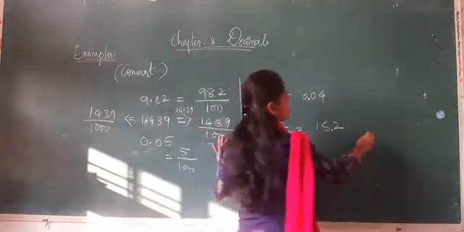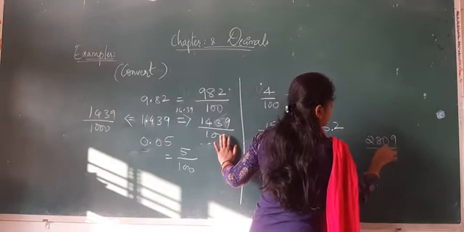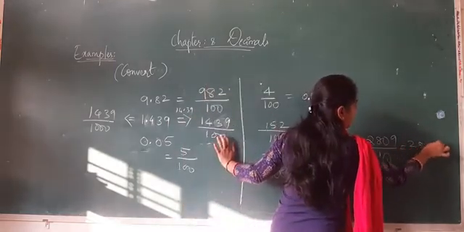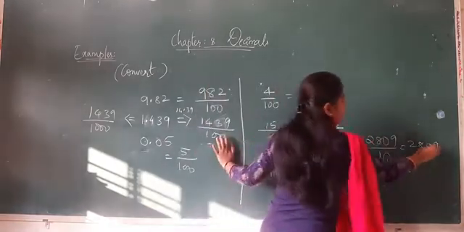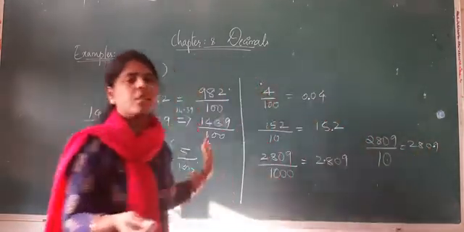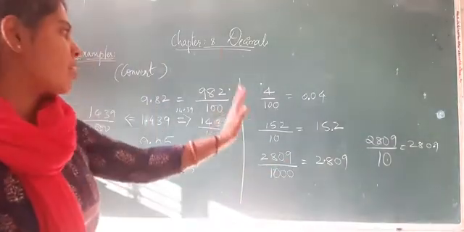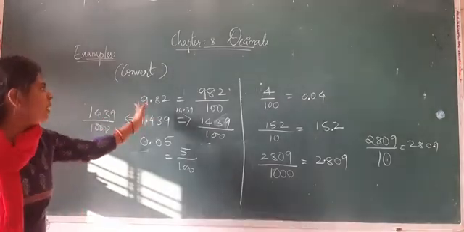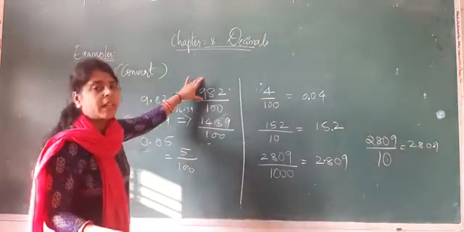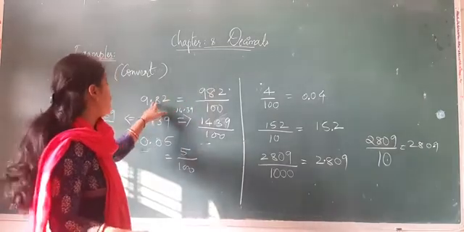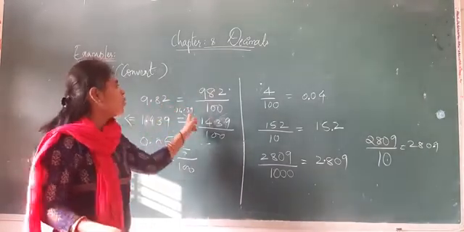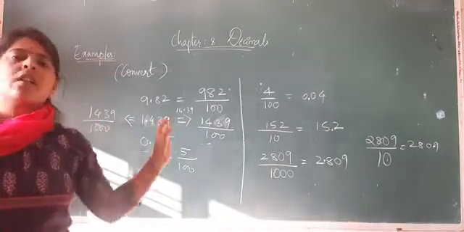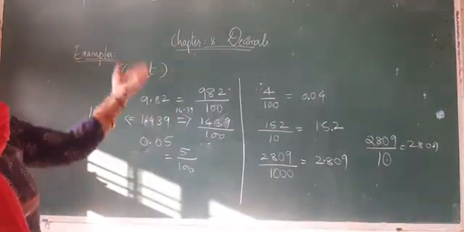For example, if the number is given 2809 by 10, write that 2809. How many zeros? 1. So after 1 digit, right? Based on the denominators, how many zeros are there, based on that we have to count the digits and keep the decimal. Here, whatever number is given, that whole number you write in the numerator, and after the decimal, however many numbers there are, those will be zeros in the bottom. Like that. Just be clear about this concept: how to convert fraction to decimal, decimal to fraction.